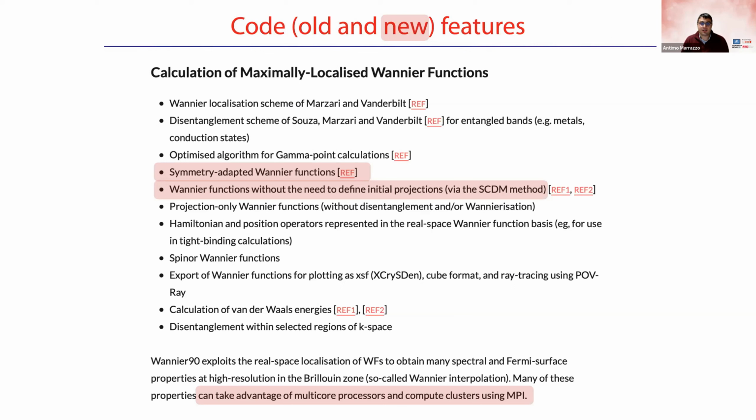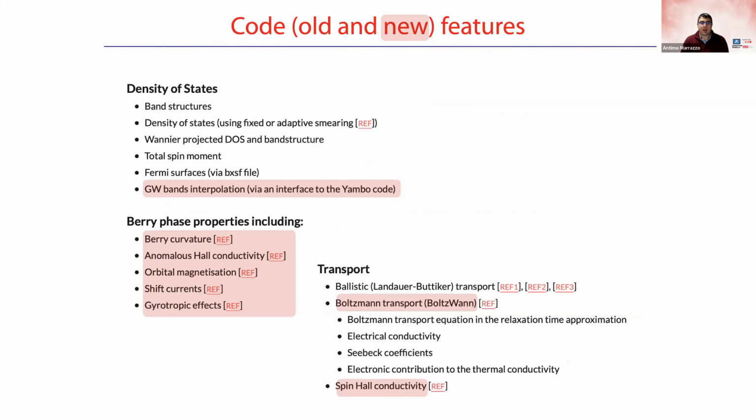As I mentioned, there is this new SCDM method to get initial projections. This is implemented and freely available. Everything works with spinor wave functions, so you can do spin-orbit coupling calculations. You can interpolate a number of quantities, like the Hamiltonian for band structure calculation, but also other quantities. I want to mention that the code has recently been parallelized, so it uses MPI parallelization, and this is very useful to speed up the calculation.